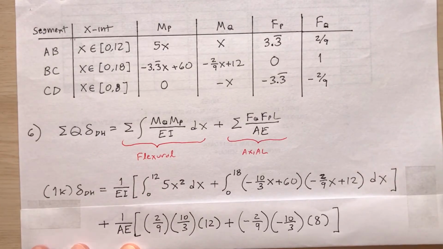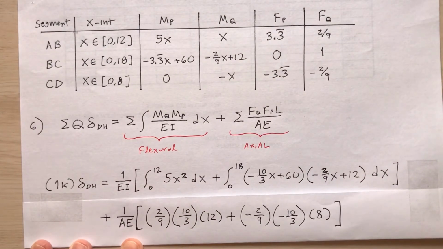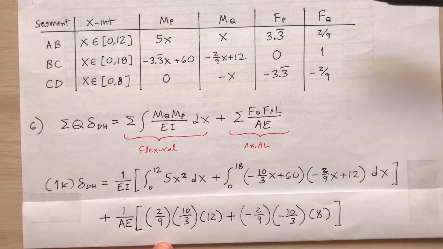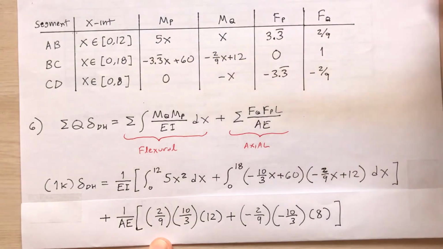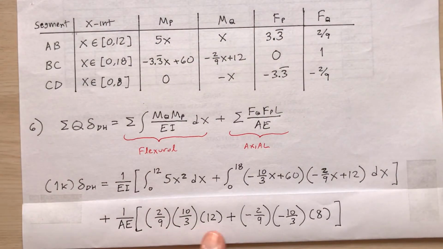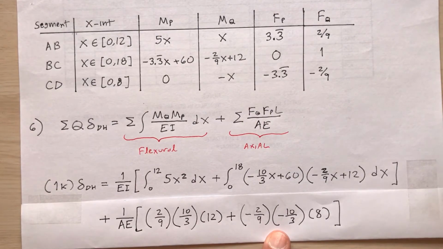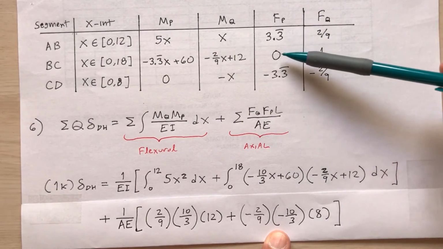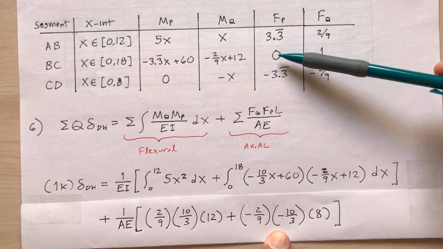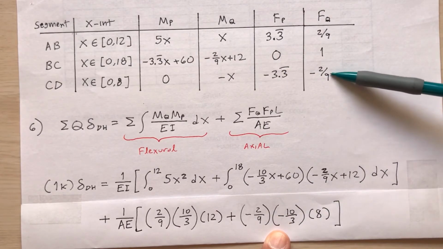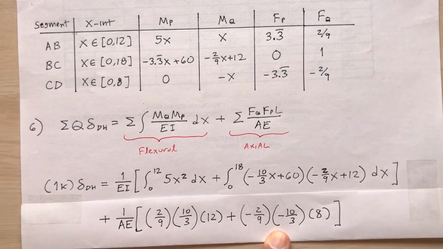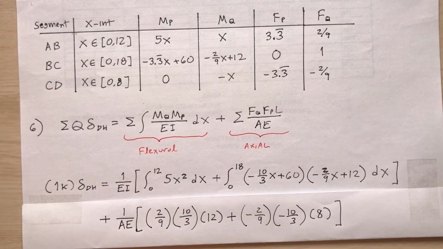Plus the axial. Pull out the 1 over AE part. FQ FP times the length 12, that's this first product. And then the second product. It looks as though I've got an F sub P of 0 for segment BC, so this product must be referring to CD. I've got FQ FP times length 8. Now I have to clean all this up.